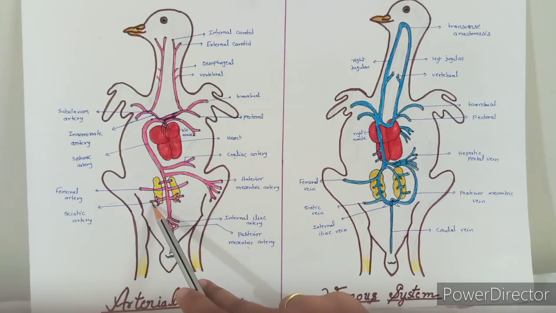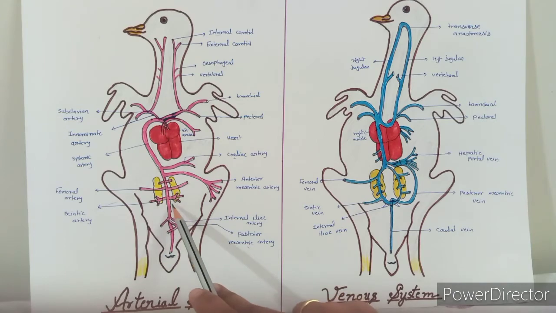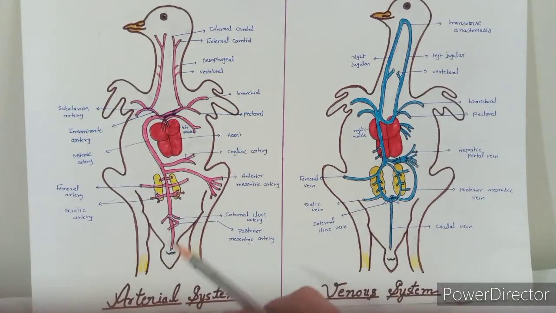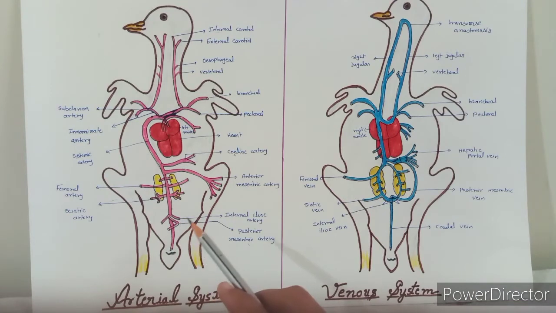legs and thighs. Now it goes to the iliac artery. This is the iliac artery. This is the internal iliac artery. Okay, so this supplies the blood to the pelvic muscles.